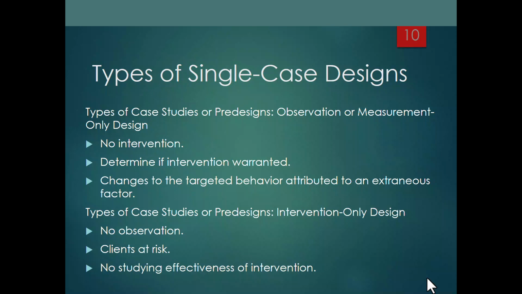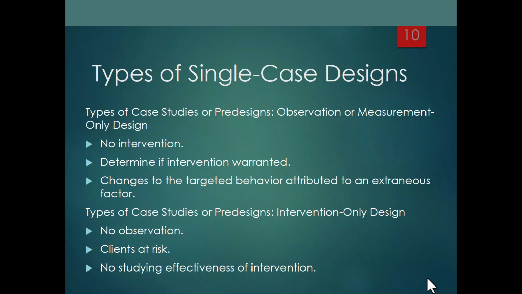So with the observation or measurement only design A, it is one where there's only measurement of the target behavior but no intervention. So this type of design is useful for determining if an intervention is even warranted. So when the changes to the target behavior are attributed to extraneous factors, then this design does not allow for studying the effectiveness of an intervention.